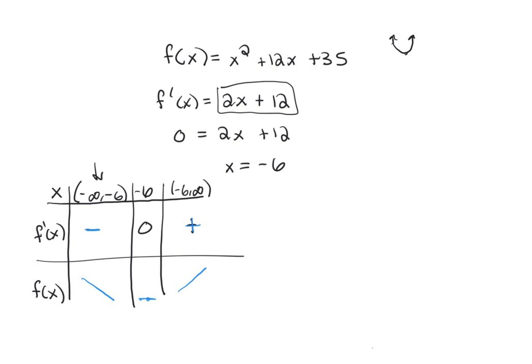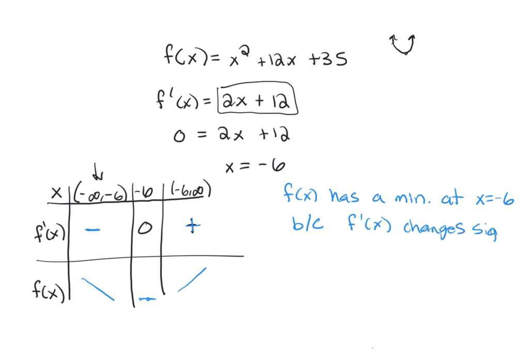So now your justification is: f of x has a minimum point at x equals negative 6, and that is because the derivative changes signs from negative to positive.